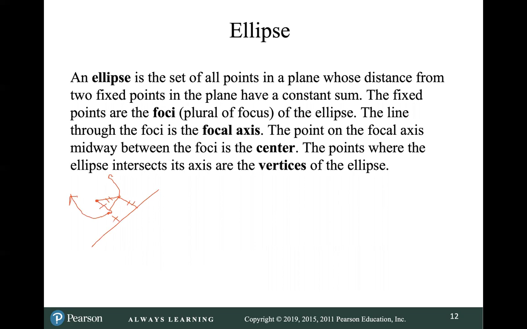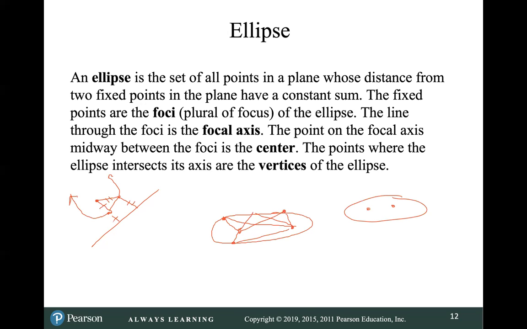For an ellipse, we have 2 points. And now for the distance, we're adding up the same distance. So think about a piece of string attached to 2 nails, and all of the places that string can reach. Something like this, and all of those points will lie on an ellipse. So for an ellipse, we have 2 points, so now we have 2 foci.